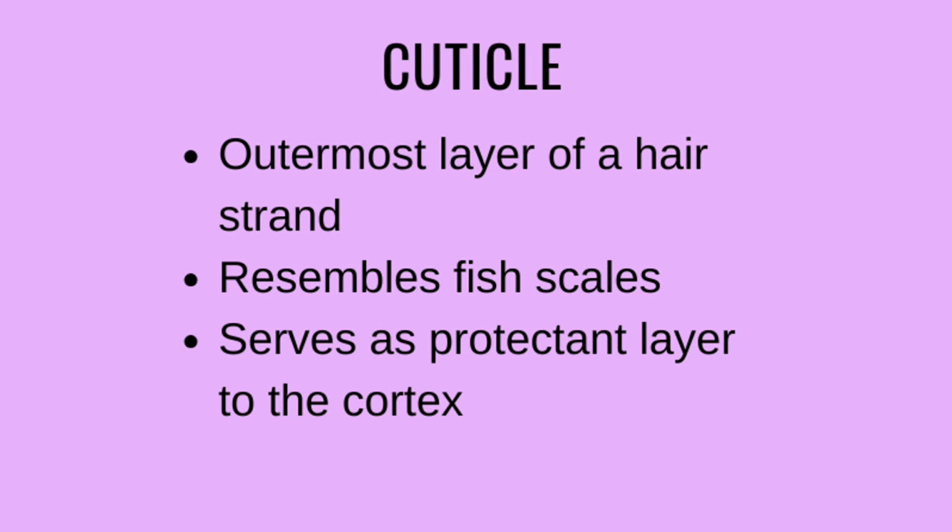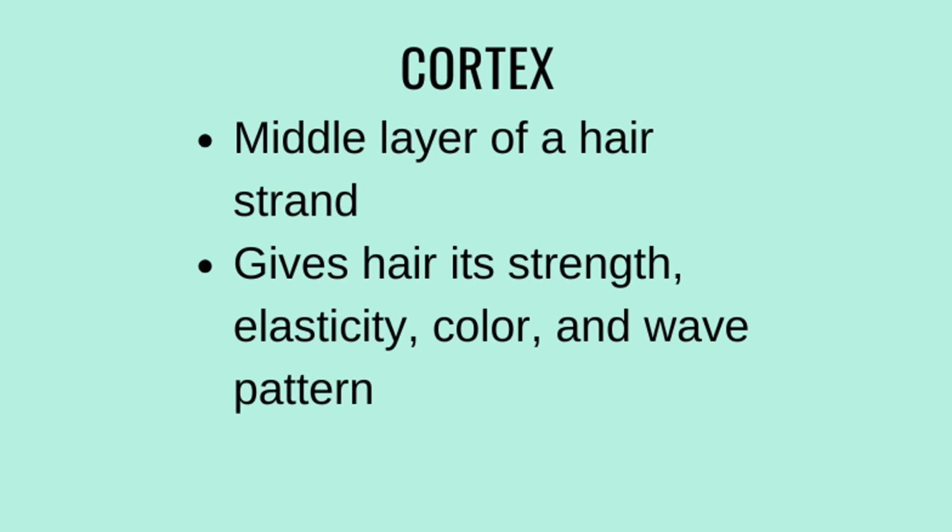All right, let's do a quick recap. The cuticle is the outermost layer of your hair, and it resembles fish scales that open and close. This serves as the protectant layer of your hair, as it keeps the cortex and the medulla protected. The cortex is the middle layer of your hair. This is what gives hair its strength, elasticity, color, and wave pattern. When this layer becomes damaged, it may lose its wave pattern as well as feel very limp, extremely soft, and feel kind of like bubble gum.